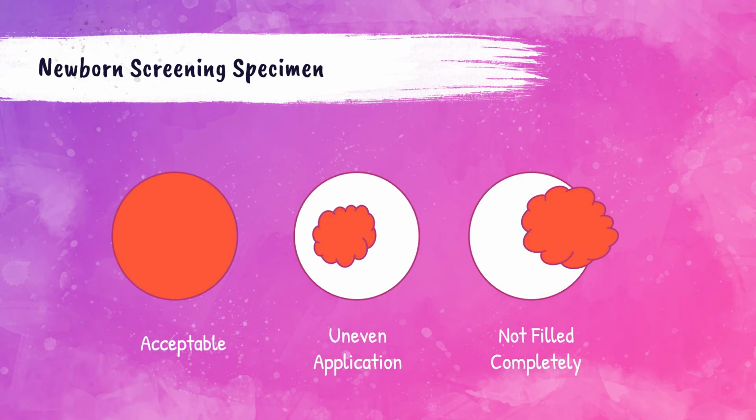Now this shows acceptable and unacceptable filling of the filter paper circles for the newborn screening test. The circle on the filter paper needs to be completely full of blood, like shown on the leftmost circle. Remember that the blood will usually be over the line and not exactly in the lines like this image shows, but the circle must be full.